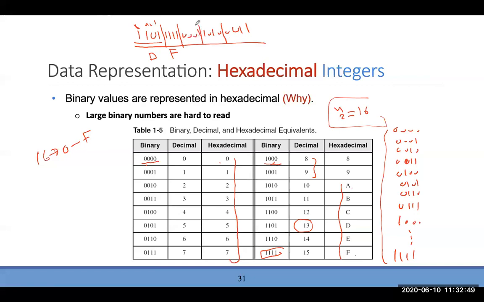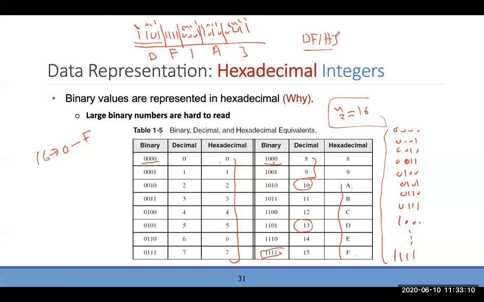This is 1, 0, 0, 0. This is 1, 2, 4, 8 again. So this is just 1. This is 1, 2, 4, 8, right? So 8 plus 2 is 10. So what's 10? A. If you look at it, it's here. And this is going to be 1, 2, 4, 8. So this is 1 plus 2 is 3. So this number now is going to be D.